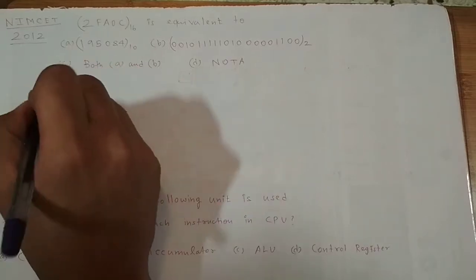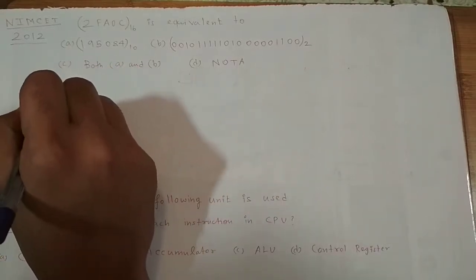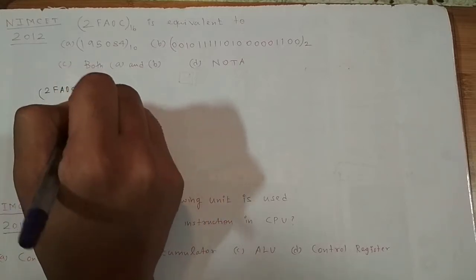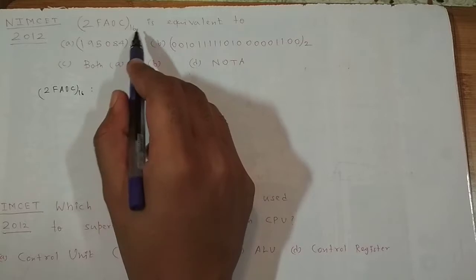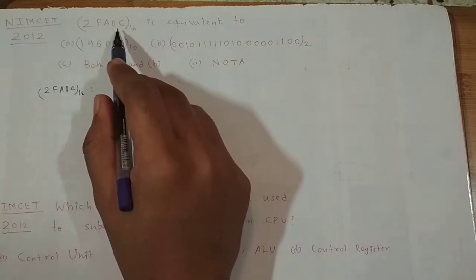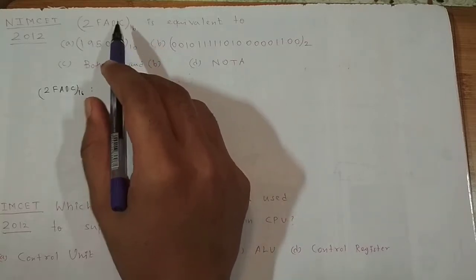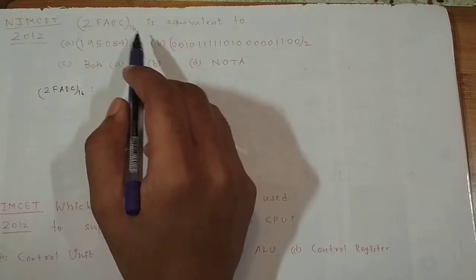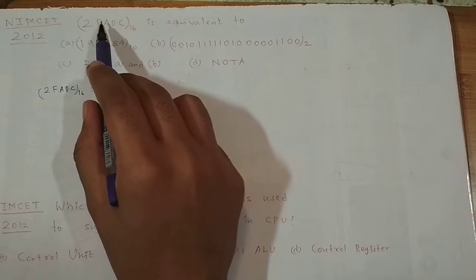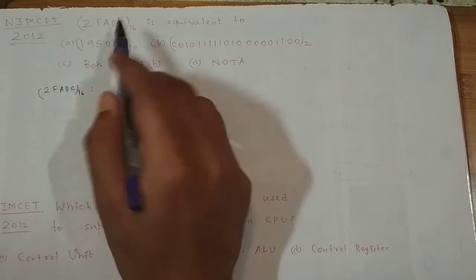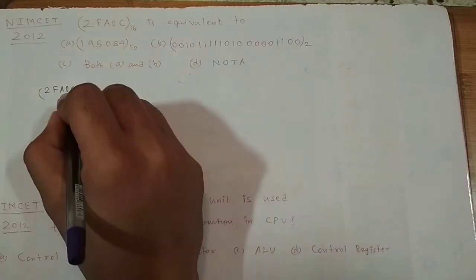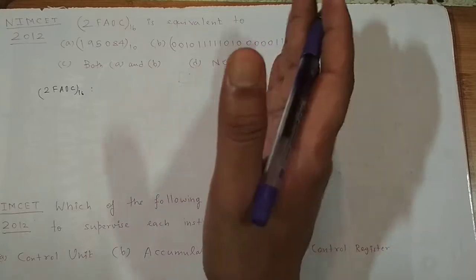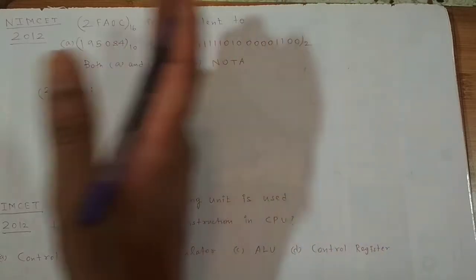Okay, so let's do this. So we have 2FA0C base 16, right? And now in order to convert this hexadecimal number into a decimal number, we have to take the cumulative sum of the positional weights. So how do we do that? We start with C. I'm going from right to left, then it would be easier because the weights will be increasing from right to left.